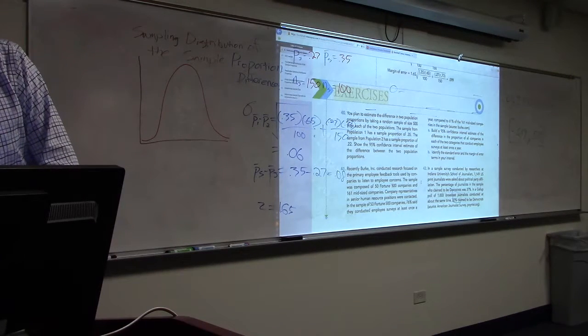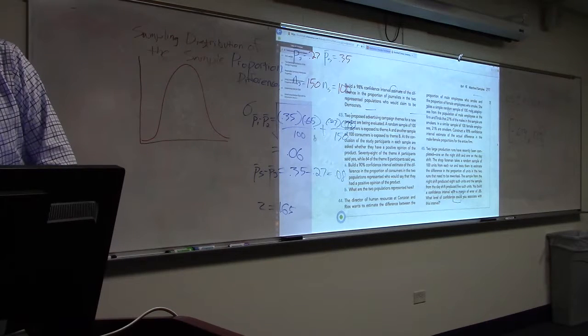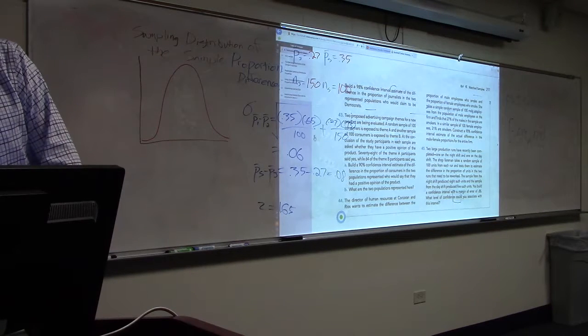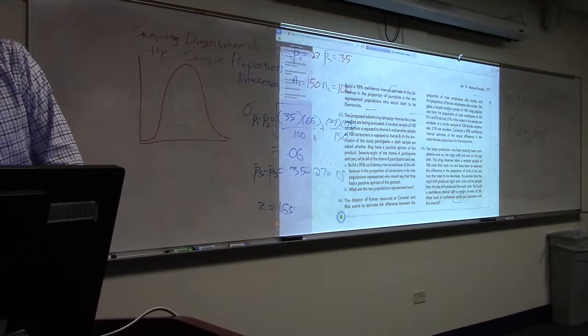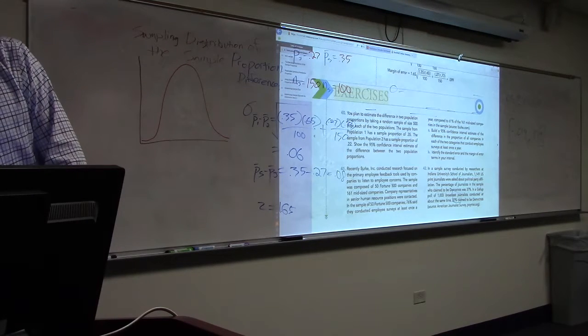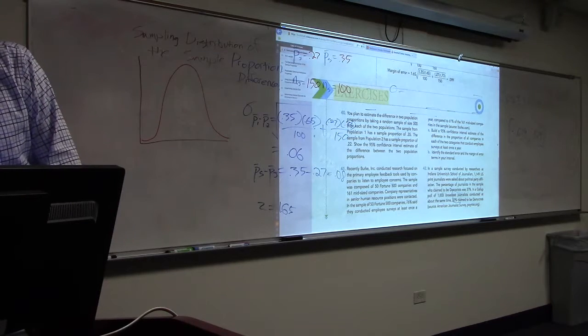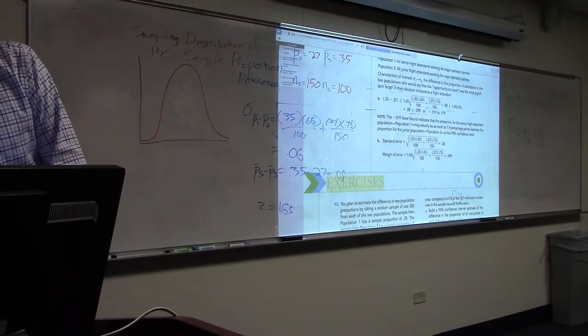All right, School of Journalism. Is this going to the second page? Yeah, okay. So this goes into the second page. You're going to want a 98% confidence interval for the difference in the proportion of journalists of the two represented populations. All right, so number 42, spend 5 minutes working on that for me, and we will come back together.